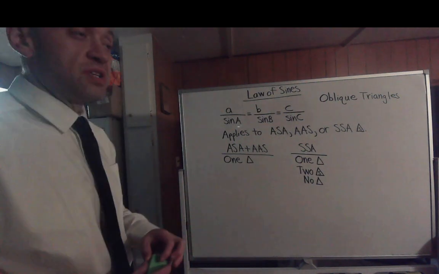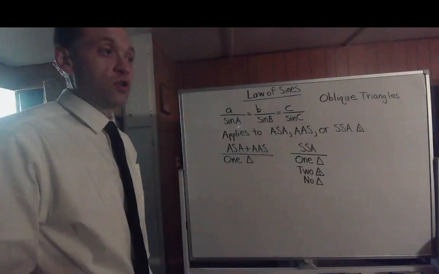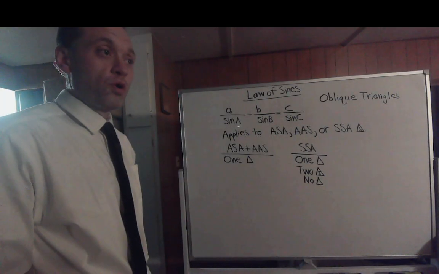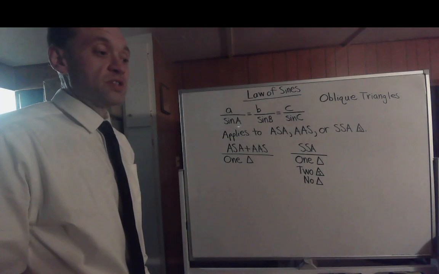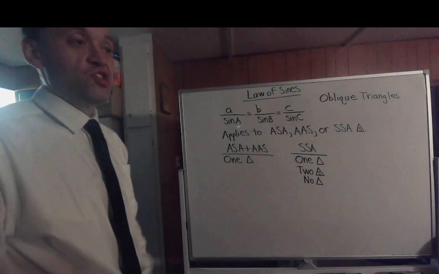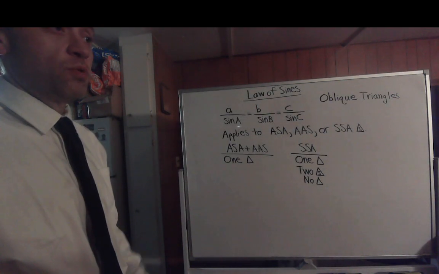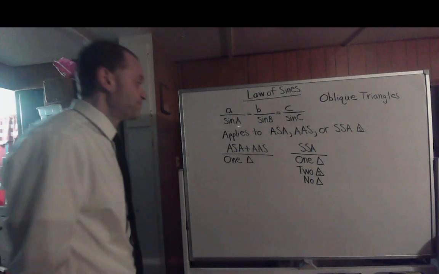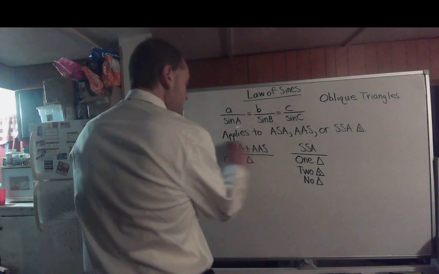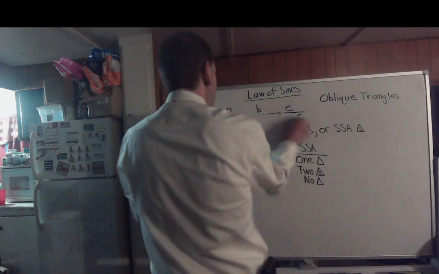Now you can use the law of sines on right triangles, but you're probably doing more work than you need to, because for right triangles, most of the time you could just use basic geometry or basic trig to solve for the missing angles. So let's get into some examples here.